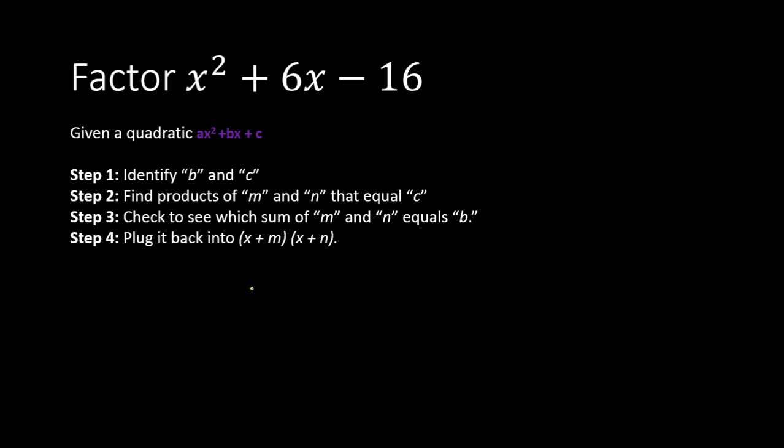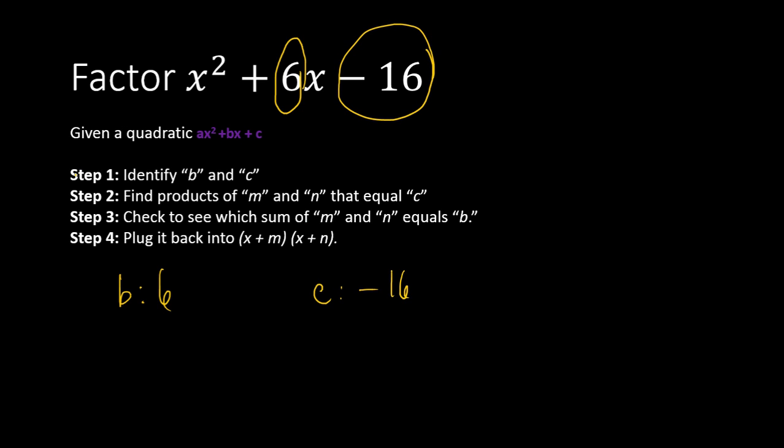Let's do this again. So this time we're considering x squared plus 6x minus 16, and we'll do the same thing, starting by identifying B, which is 6, and C, which is negative 16. That's step 1. Step 2 is identifying those products of two numbers when multiplied together that equal C, negative 16.